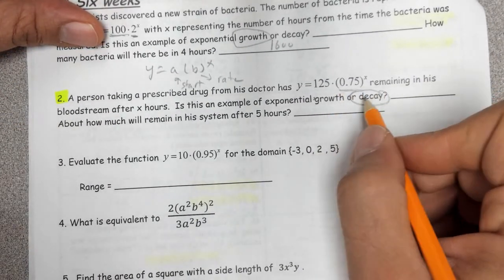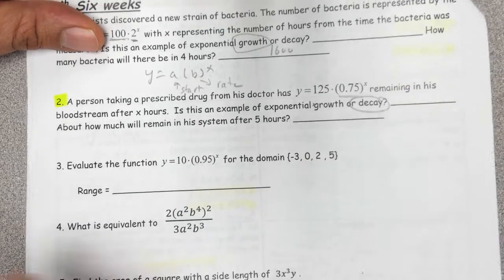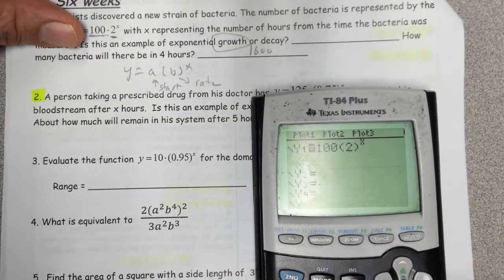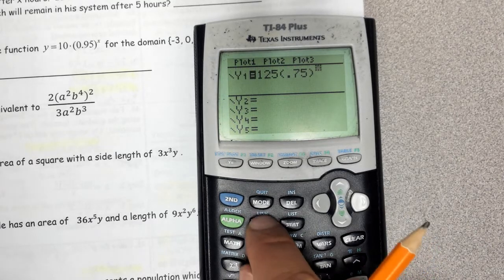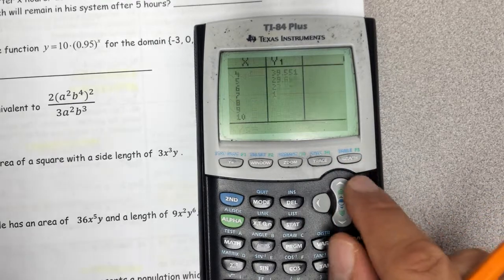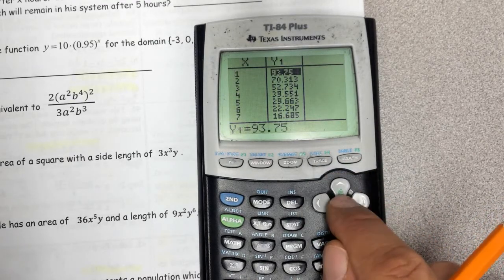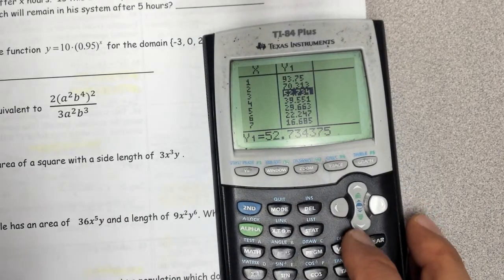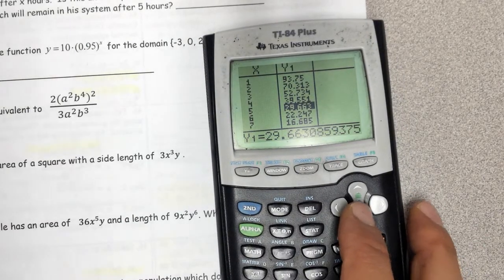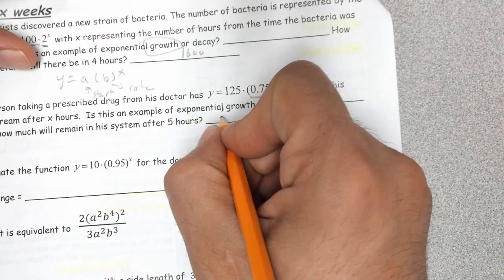By the way, if you don't know, just put it in a calculator, the numbers get smaller. How much will it be after 5 hours? You go to y equals, plug it in there. 125, open parentheses, 0.75, close parentheses, on top of it there's an x. Look how the numbers are shrinking: 93, 70, 52. We look at the number in front of 5, which is 29.6. Let's just say 30.